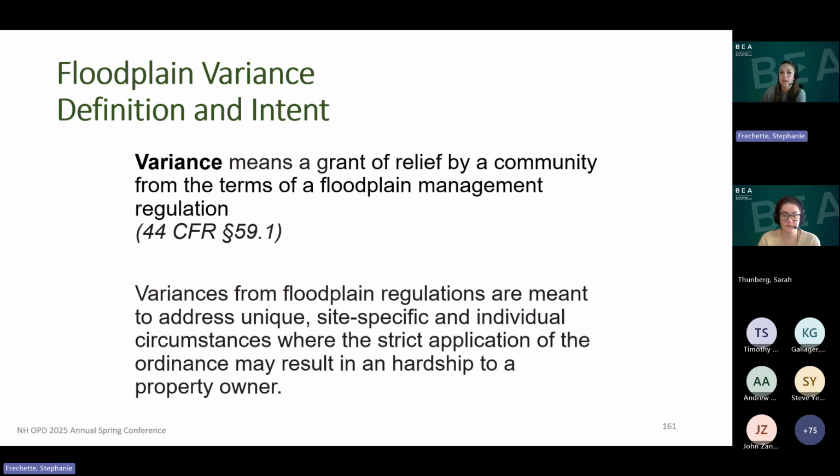So here we'll get into floodplain variance, the definition, intent, and considerations. A variance is defined as a grant of relief by a community from the terms of the floodplain management regulation. These variances are meant to address a unique, site-specific, and individual circumstance where the strict application of the ordinance may result in a hardship to the property owner. So it's a special relief from the rule if the regulation were to impose a hardship to a property owner.